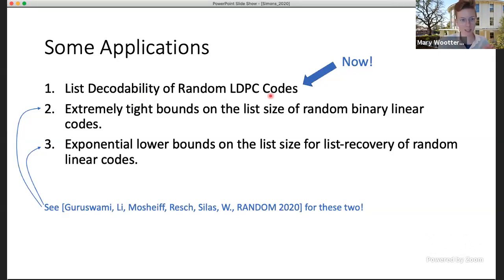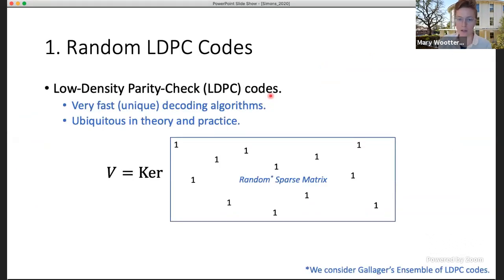Let me say a little bit about what I mean by that. What is an LDPC code? LDPC stands for low density parity check codes. Going back to that coding theory jargon that I brought up at the beginning, the idea is the following. Suppose instead of just taking a random subspace, you take a subspace that is the kernel of a random sparse matrix, random according to a particular distribution. We consider something called Gallager's ensemble of LDPC codes. This is a very classical distribution of sparse matrices. It was defined in the 60s.